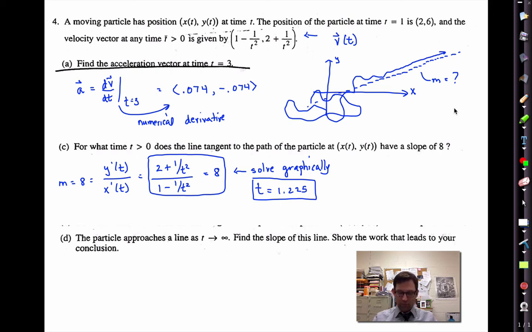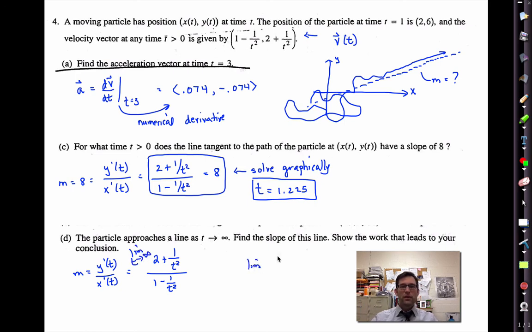Let's take a look. Well, for any time t, the slope is going to be y prime of t divided by x prime of t. And that is going to be 2 plus 1 over t squared divided by 1 minus 1 over t squared. Now, generally speaking, that changes as t changes. But we can look at the limit of this as t goes to infinity.